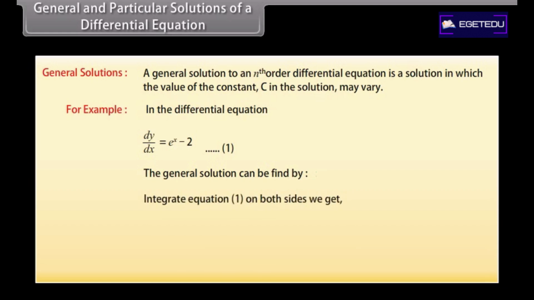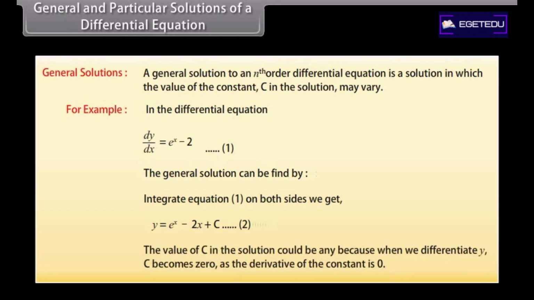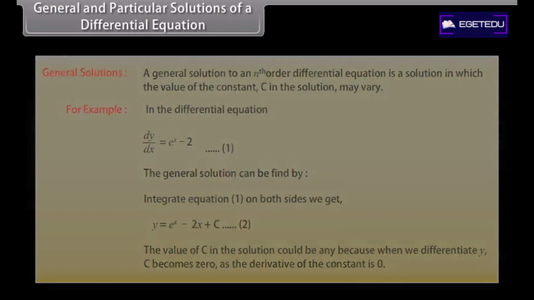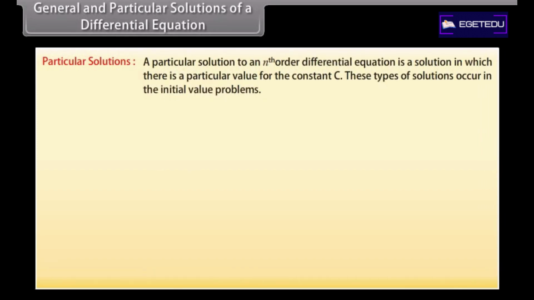We get y equals e raised to the power x minus 2x plus c, name it as 2. The value of c in the solution could be any, because when we differentiate y, c becomes 0 as the derivative of the constant is 0. Particular solutions. A particular solution to an nth order differential equation is a solution in which there is a particular value for the constant c.